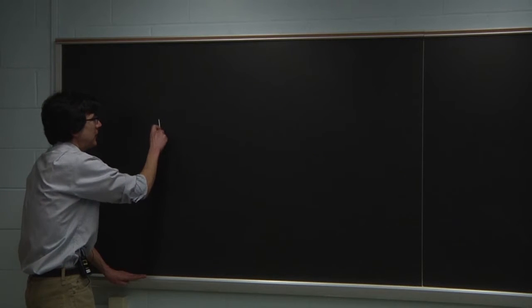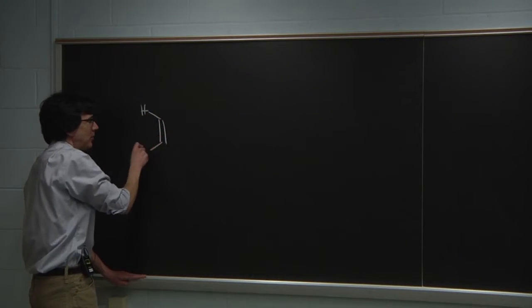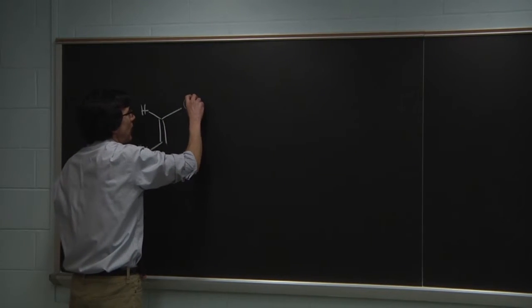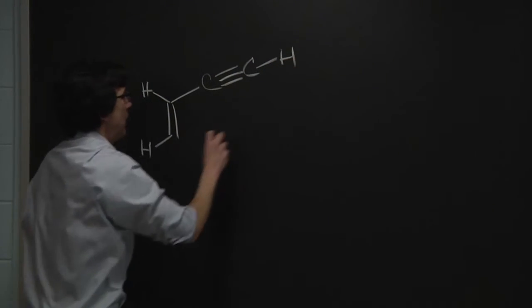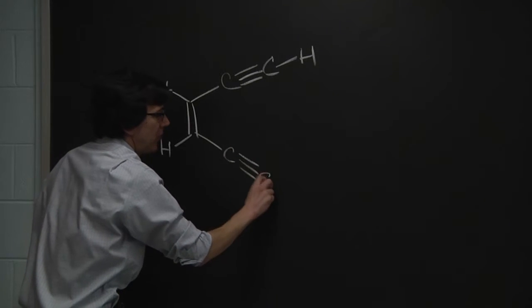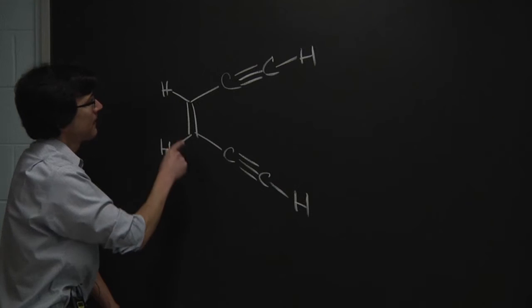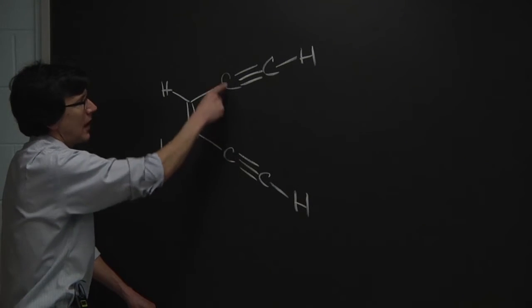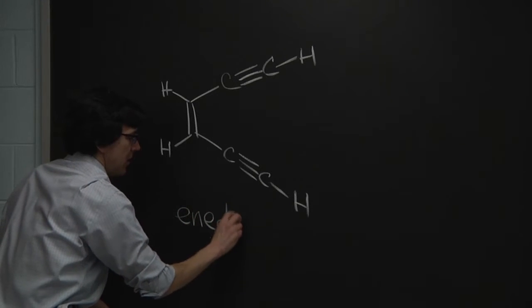Here's an interesting molecule. It's an alkene. It has a carbon-carbon double bond. And then it has 2 carbon-carbon triple bonds. Recall that things that contain carbon-carbon triple bonds are called alkynes. So this is an ene, and it's got 2 alkynes. So it's an enediyne.